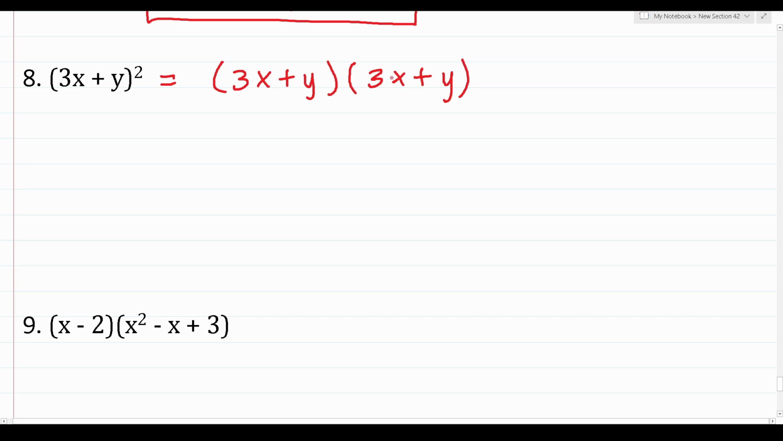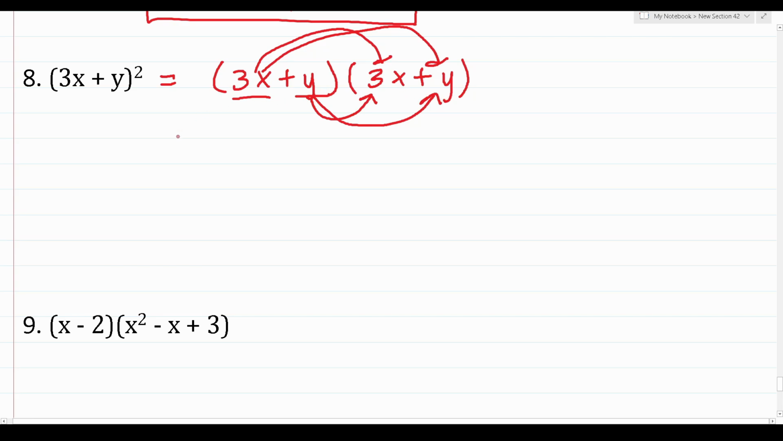Again, I like the distributive property, which means you're going to take this first term and multiply it by everything in the second set of parentheses. So you're going to multiply it here and here. Then you're going to take this second term and multiply it here as well as here. So let's go ahead and do that.